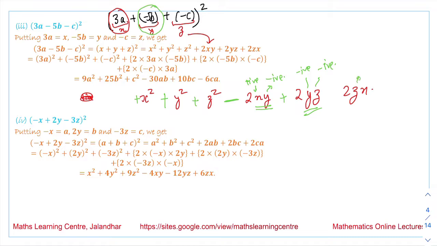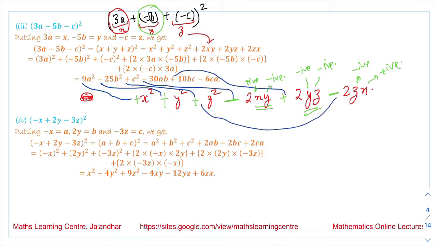So z is negative and x is positive, so it means we will have a negative sign over here. If you look at the final answer that you will get, it is positive, positive, positive, then negative, then positive, and finally negative. So I hope it will be clear to you how we are getting the positive and negative signs.